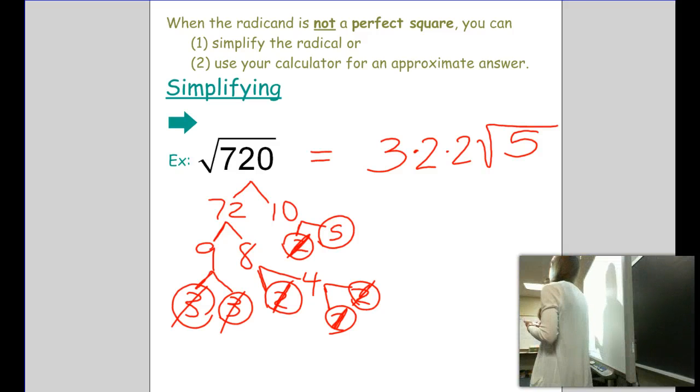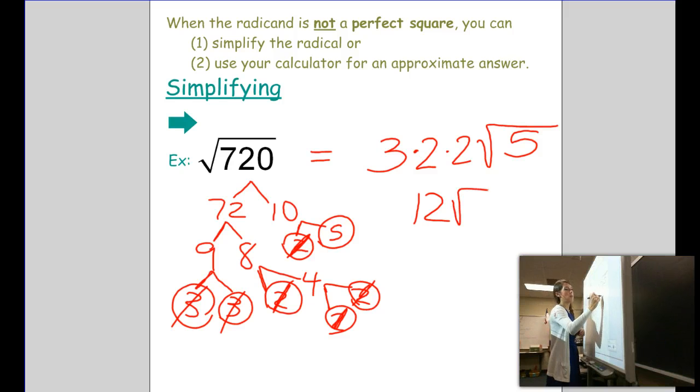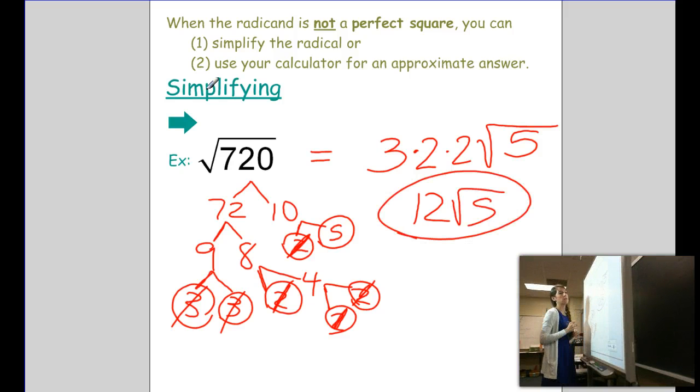I know, poor 5. Well, it was 3 last time. Now, a 3 escaped, a 2 escaped, and a 2 escaped. You don't add them together. You need to multiply them. What's 3 times 2? What's 6 times 2? So the answer to this problem is 12 root 5.